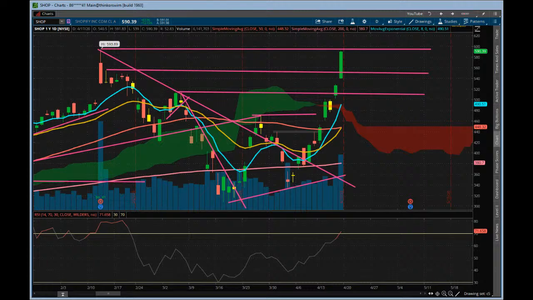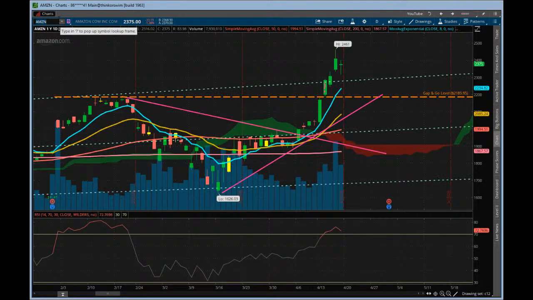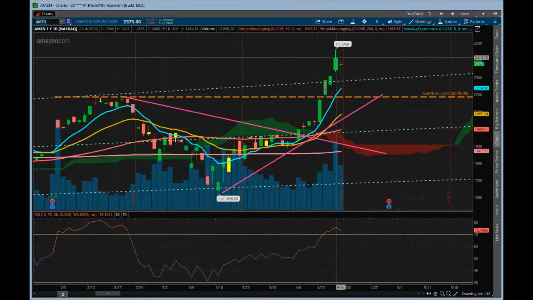Yep, and then Amazon again super strong. Not quite as much of a pullback. Didn't put in a red candle on Friday. Pulled back, but it reversed really strong, right? So nice spinning top right here, Harami. So see if it serves as a Harami cross right here to continue to work its way up.